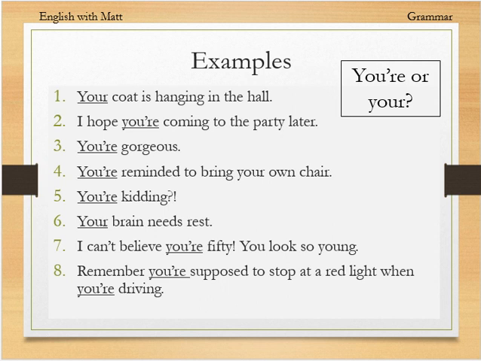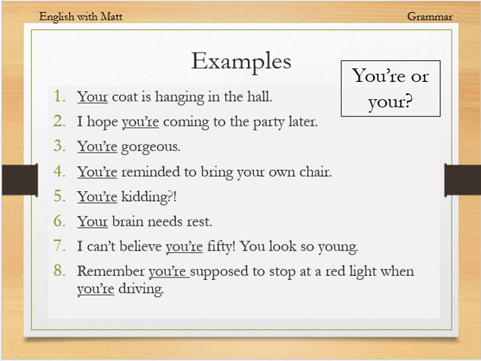So number 1, your coat is hanging in the hall. Grammatically, obviously coat is a noun, so following the grammatical rule, that version of your is often followed by a noun, which is the case here. But we also don't want to say you are coat is hanging in the hall, because that would be ridiculous. It doesn't make sense. Same thing with number 6. We don't want to say you are brain needs rest. We want to say your brain needs rest, because the brain belongs to someone, it's a possession, but also brain is a noun, and again, the noun follows your, or that particular type of your anyway.